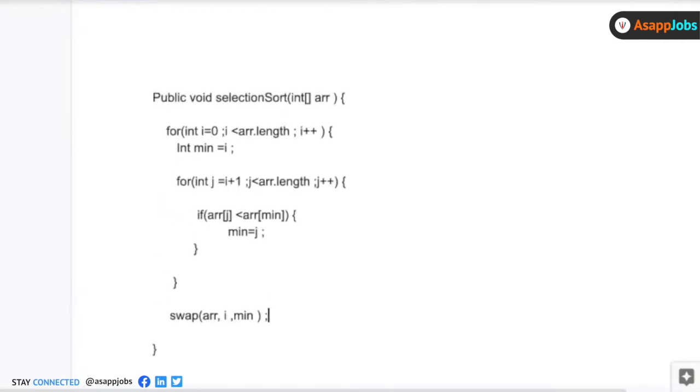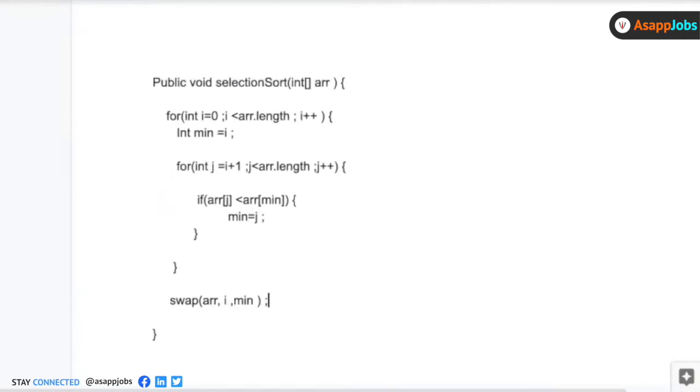Okay, so this is basically a selection sort. As the name suggests, in the inner loop you're trying to select the minimum element, and once you have selected the minimum element, you swap it with the index I. So it is almost similar to the bubble sort, but there are a few subtle differences.